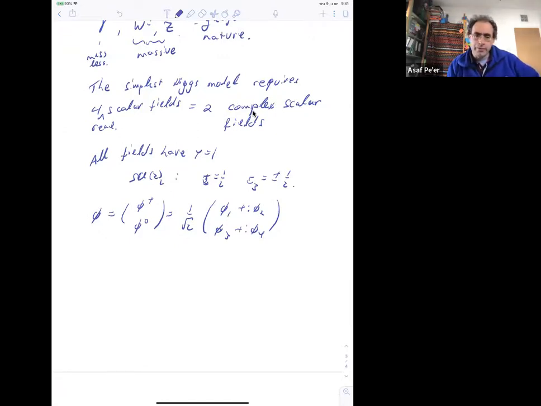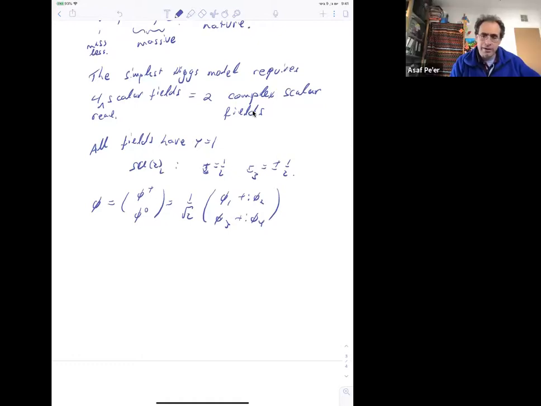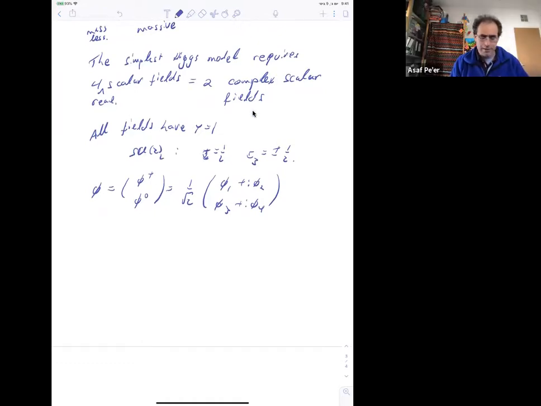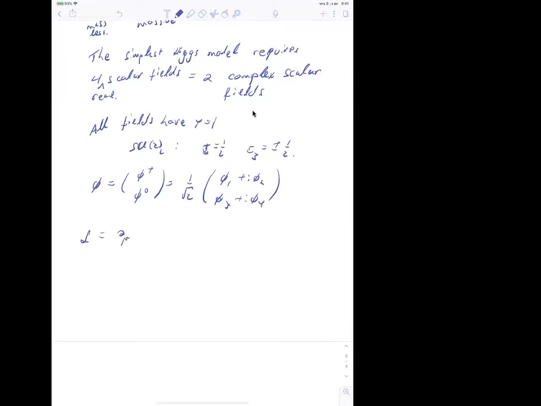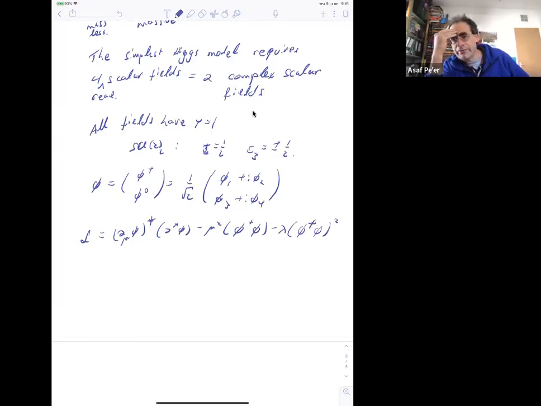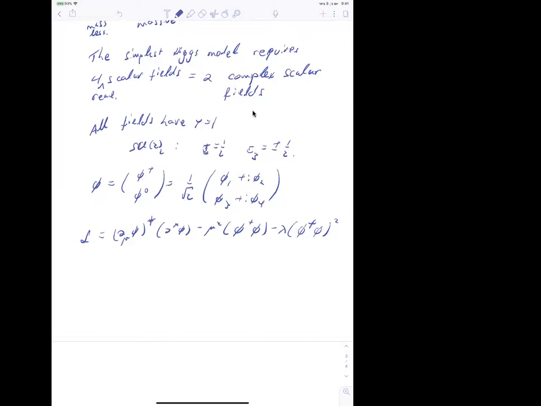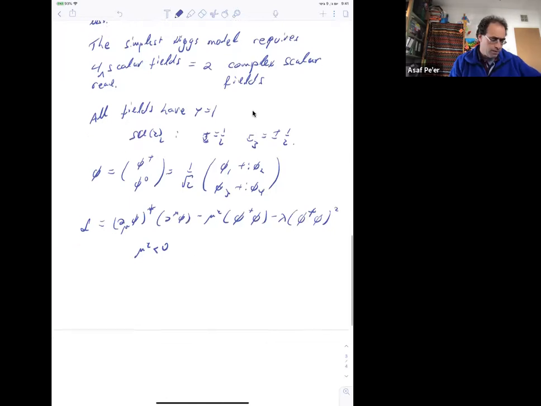Now, from here on, we basically repeat the same calculation as we did previously. We write down the Lagrangian of this doublet. Again, it's a complex scalar field, now a doublet. So we have L is D mu phi dagger, D mu phi, minus mu squared phi dagger phi, minus lambda phi dagger phi squared. The simplest we can think of. Again, mu squared is more than 0 by assumption, and so the potential has a minima.